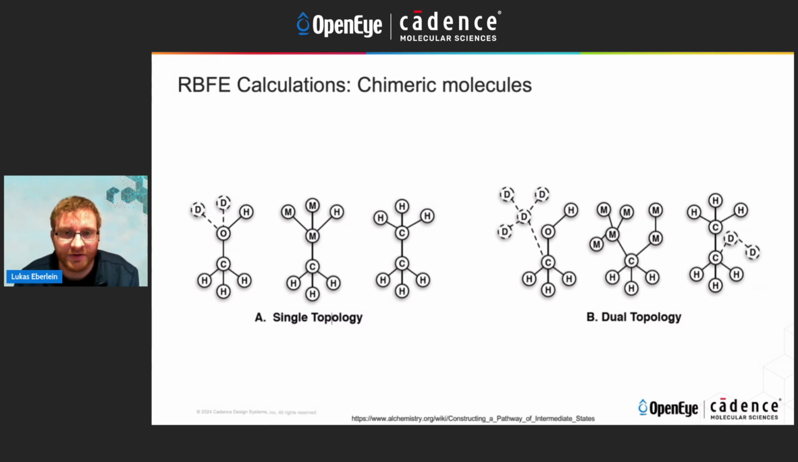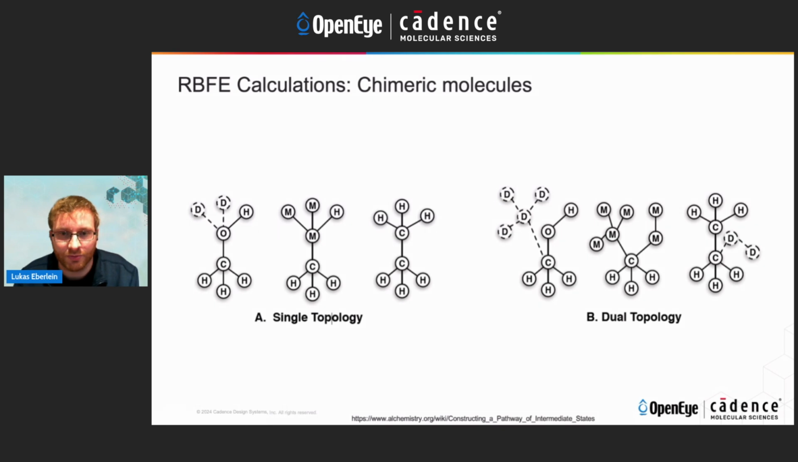Since non-physical intermediate states play an important role in chemical transformations, we need to treat them correctly. Often, the number of atoms and connectivity in molecules A and B are not identical, so we cannot simply change the force field parameters from one atom type to another. We have to create a so-called chimeric molecule. There are 2 common approaches for doing this: a single topology approach shown on the left and a dual topology approach on the right. The single topology converts from one atom type to another.